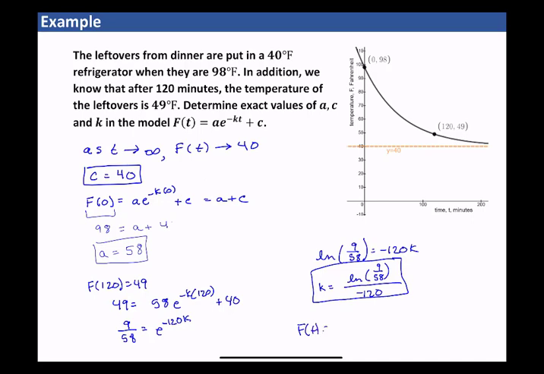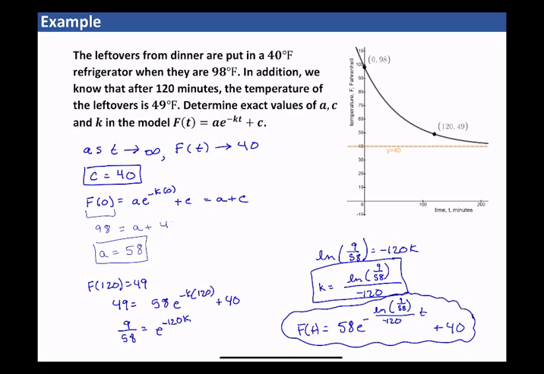In conclusion, the function f of t equals 58 e raised to the negative natural log of 9 divided by 58, all divided by negative 120 times t, plus 40 models the temperature of the leftovers as a function of time. This function could then be used to determine the temperature of the food at various times, or how long it will take the food to reach a safe temperature of, say, 40 degrees Fahrenheit, for example.